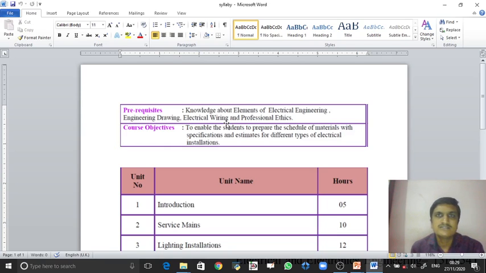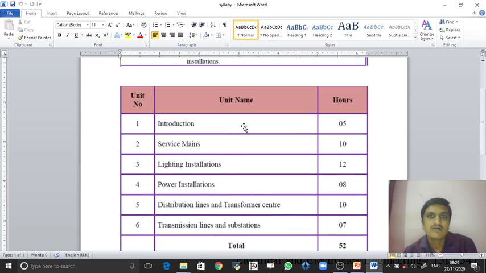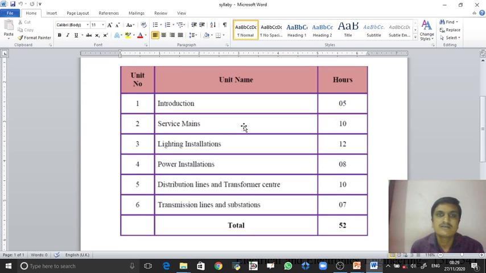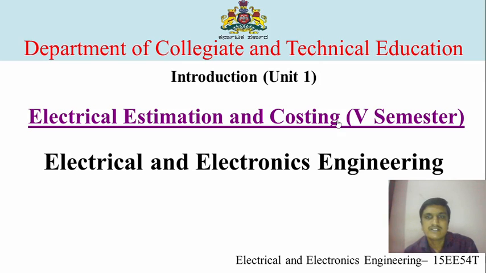This subject consists of 6 units, totally 52 hours. First unit introduction of 5 hours, second unit service mains of 10 hours, third unit lighting installations of 12 hours, fourth unit power installations 8 hours, fifth unit distribution lines and transformer center 10 hours, sixth unit transmission lines and substations 7 hours. These 6 units of 52 hours, one by one, we'll discuss in the classes. Today, we'll start with the first unit introduction.